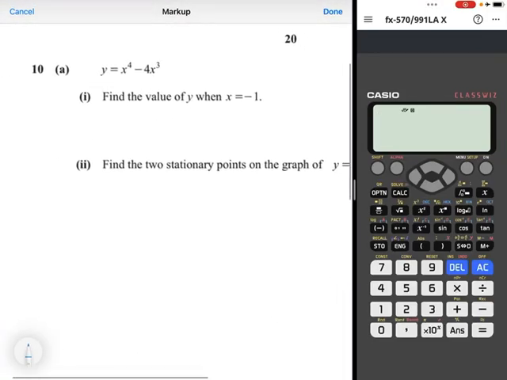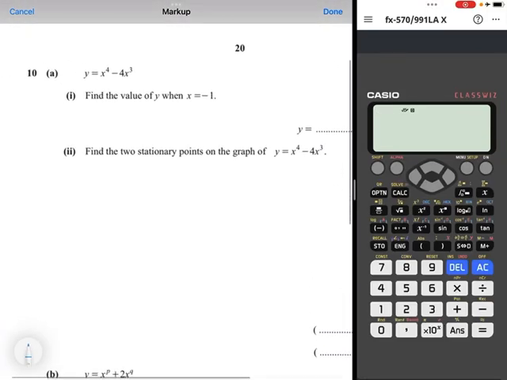Okay, everybody. So in this question, I'll be teaching about how to find stationary points. But in the beginning, we can see that there is a question that y equals x power 4 minus 4x cube. Find the value of y when x equals -1. So it means that we have to put -1 in the question. -1 power 4 minus 4 into -1 whole cube.